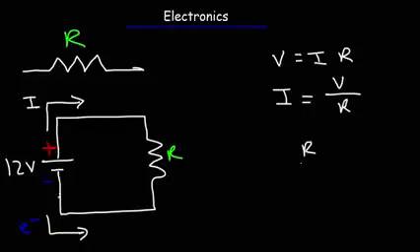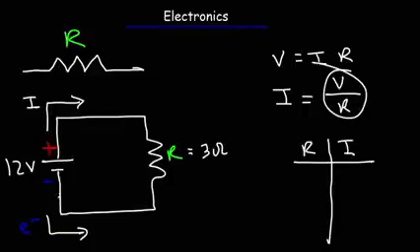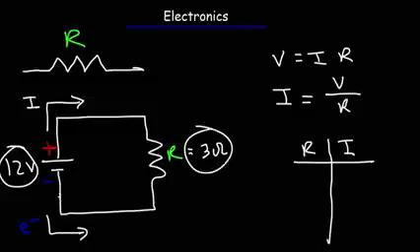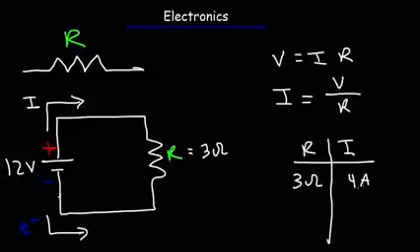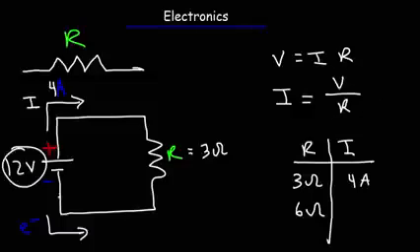But now let's make a table that shows the relationship between resistance and current. So let's say the resistance is 3 ohms. Using this formula, if we take 12 volts divided by 3 ohms, we're going to get a current of 4 amps. Now, what if we increase the resistance, let's say from 3 ohms to 6 ohms? What's going to be the current? Well, using the same formula, if we divide 12 volts by 6 ohms, we're going to get 2 amps.